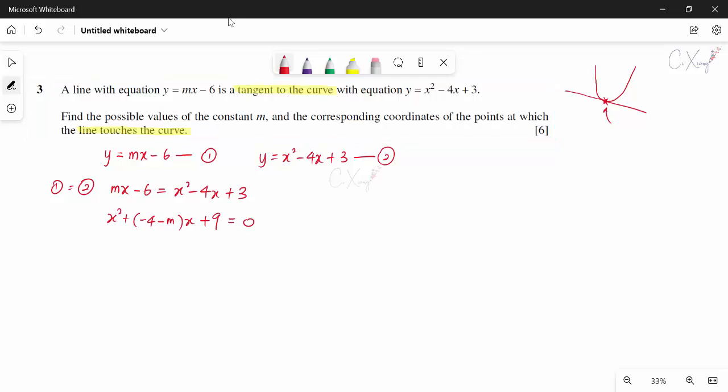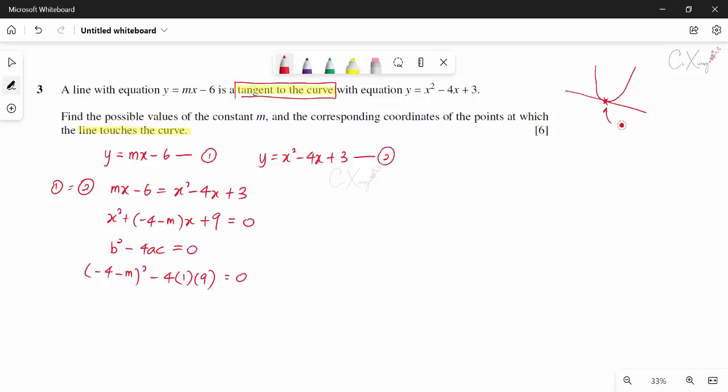Then by using the keyword here, it is the tangent to the curve. So if you look at this situation, you can see that there's only one intersection point when the line is the tangent to the curve. So the line and the tangent has only one intersection point, which means that we can try to link it with the b squared minus 4ac should be equals to 0 because there's only one intersection point, right? So negative 4 minus m squared minus 4ac equals to 0.